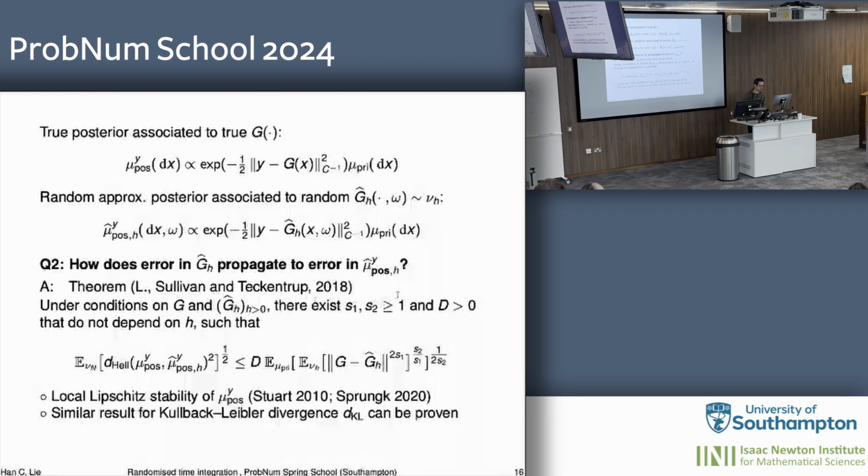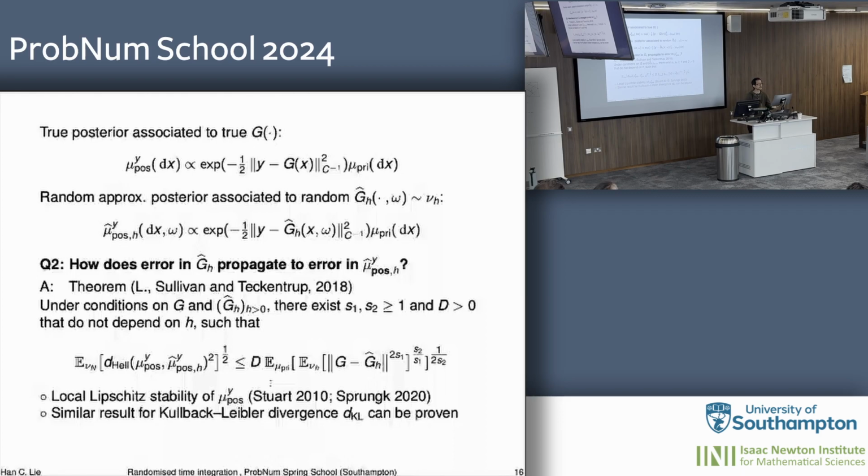Some work with Tim Sullivan and Aretha Teckentrup from 6 years ago now says that under some technical conditions, you can bound the Hellinger distance in mean square between the true posterior and your random approximate posterior, up to some constant, which is complicated and in general impossible to evaluate, times a double expectation of the error between your true forward model G and your random approximate model G hat H. This is one instance of showing local Lipschitz stability of your posterior as a function of your forward model.